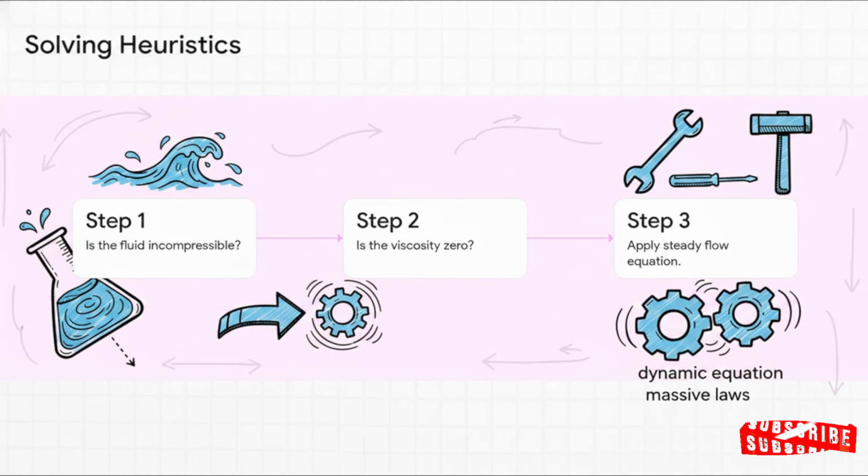So here is my go-to reliable 3-step problem-solving hack for your exam. Step 1. Always scan your word problems for the word incompressible, which usually just means you're dealing with a liquid. Step 2. Check if it says ideal fluid or zero viscosity, which tells us we can completely ignore friction. Once you've confirmed those 2 conditions, step 3. You can safely pull out your dynamic equation toolkit, starting with our next 2 heavy hitters.